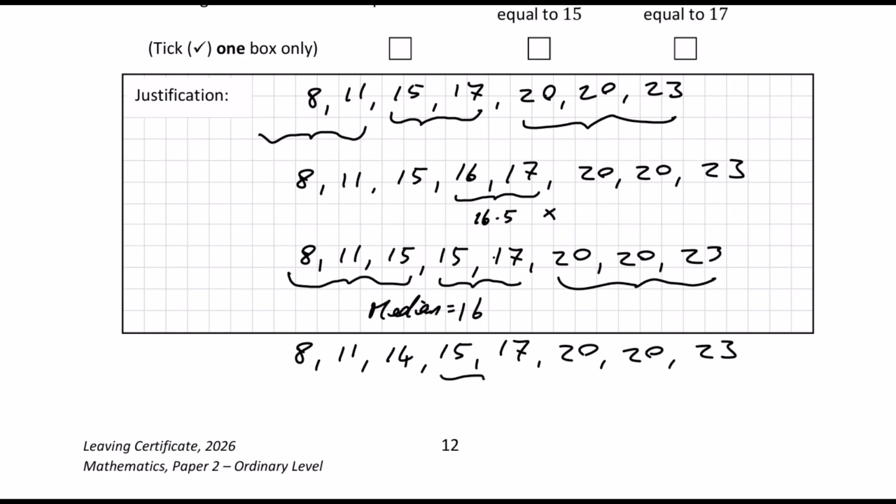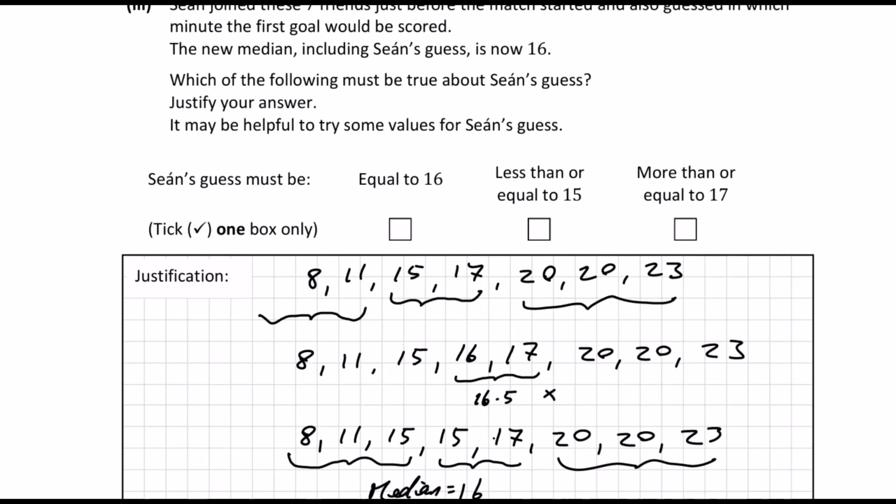So again, we still have 2 middle numbers here. We've got 3 numbers on the right. We've got 3 numbers on the left. The median is still 16. So we need the number to be 15 or less. So it's going to be this one here.